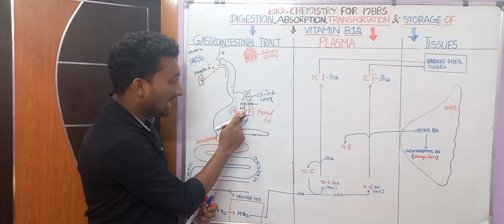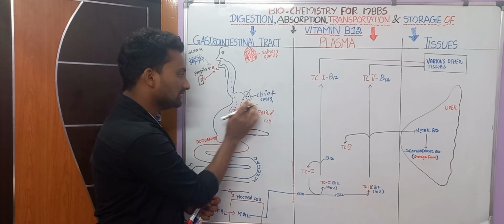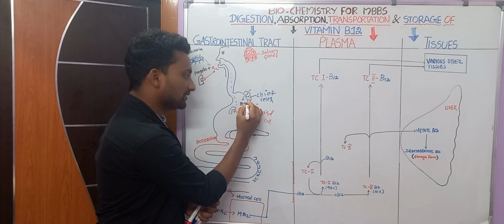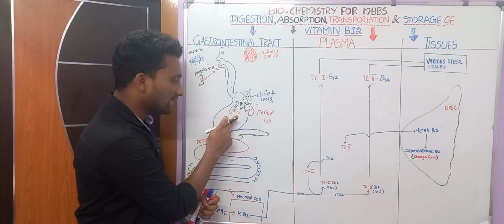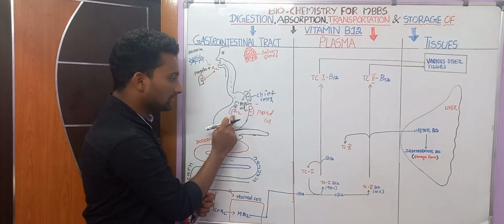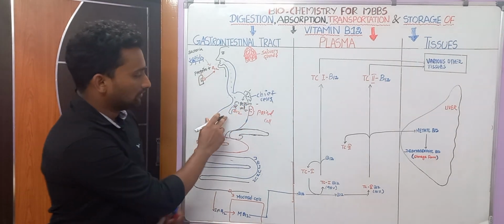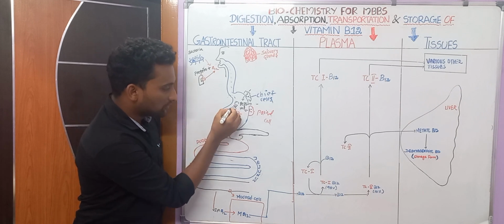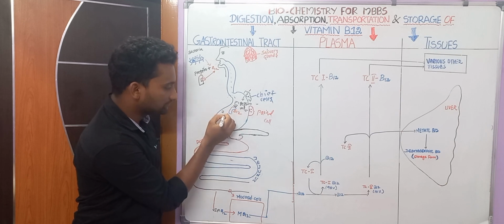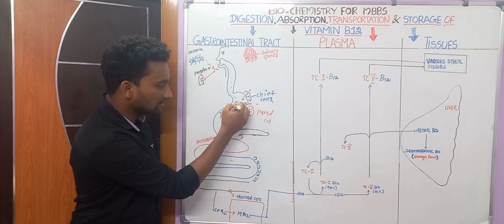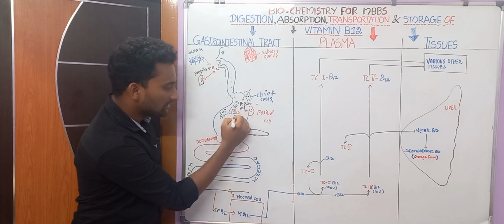This HCl helps in conversion of pepsinogen into pepsin. This pepsin acts on the vitamin B12 complex containing protein and vitamin B12. As soon as pepsin acts on the complex, the bound form protein will be degraded by the action of pepsin. Protein part will be degraded and vitamin B12 remains.